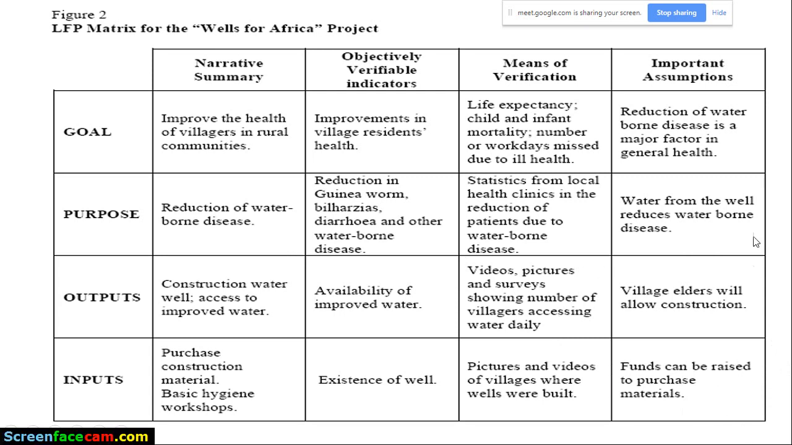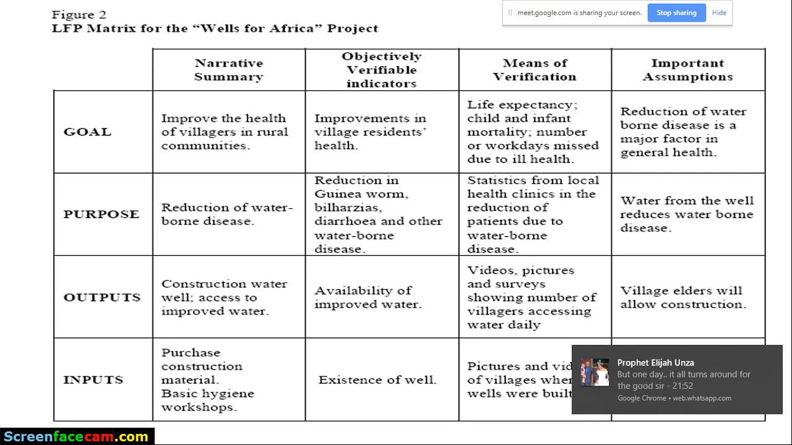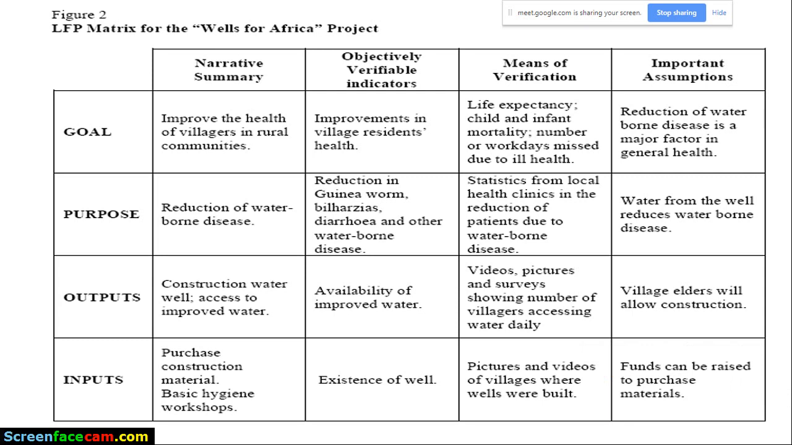So for the key assumptions, I said that it is the assumption that is going to affect your inputs. That's why you can see that for all the rows that I have, starting from the goal, purpose, outputs, inputs, I've got the corresponding assumptions. However, it doesn't mean that every time you can have an assumption here. There are times where you may not have an assumption, and then that cell or that box is going to remain blank. You don't have to force yourself to state assumptions everywhere. If there is nothing that may affect your goal, then you better leave it blank, because we can't just manufacture things.